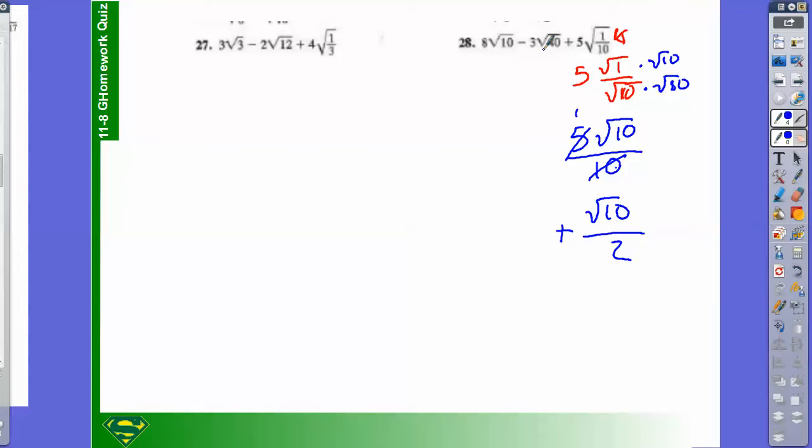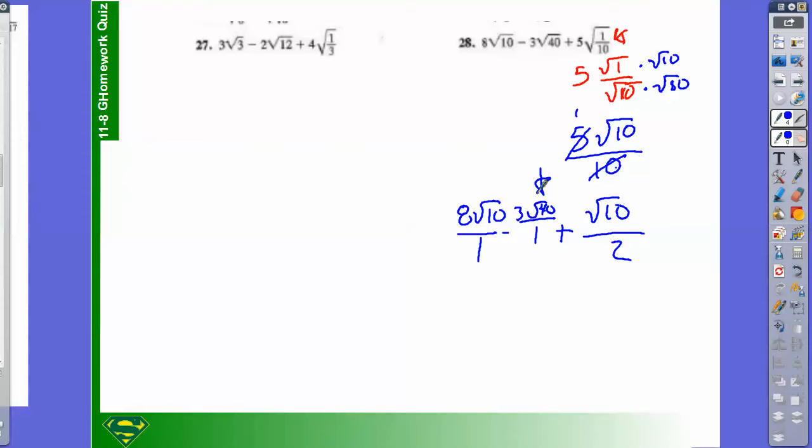And let's rewrite everything else. And we're going to write it as a fraction. So we have 8 root 10 over 1 minus 3 root 40 over 1. And just like my previous problem, the square root of 40 is not in simplest radical form.